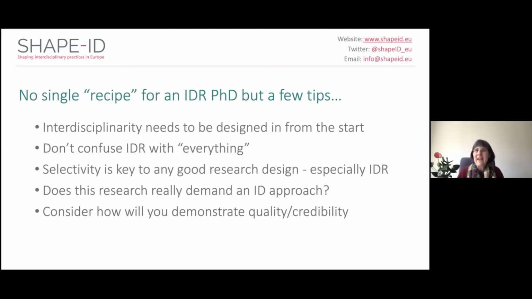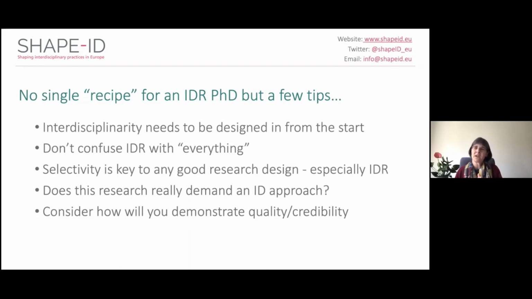So, as I've said there, selectivity is key to any good research design process, but it's especially important when you're thinking about doing an interdisciplinary research design. And I always say to the students that there is no one perfect research design. What you're doing is justifying the choices that you are making: justifying the research questions, the research methods that you're going to use, how you operationalize those questions.